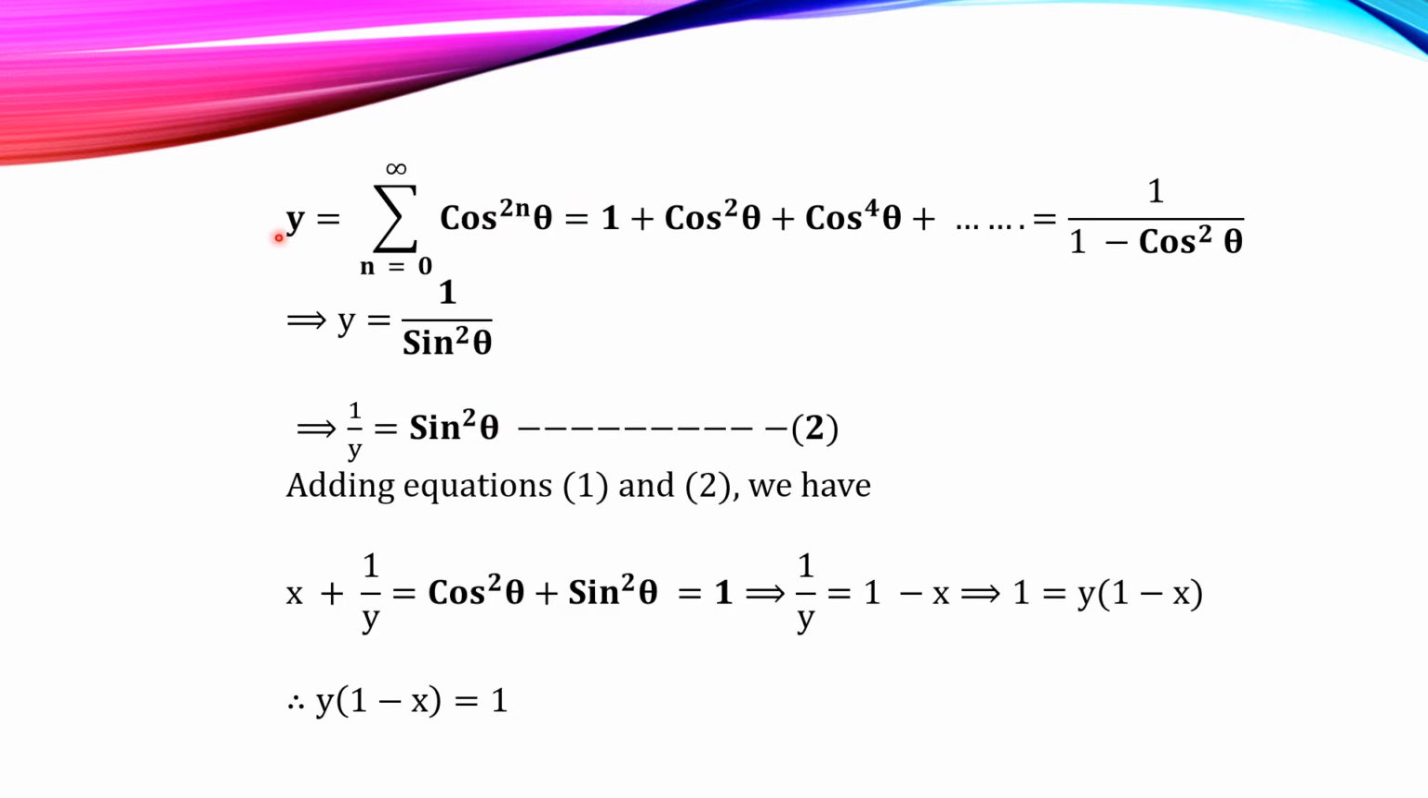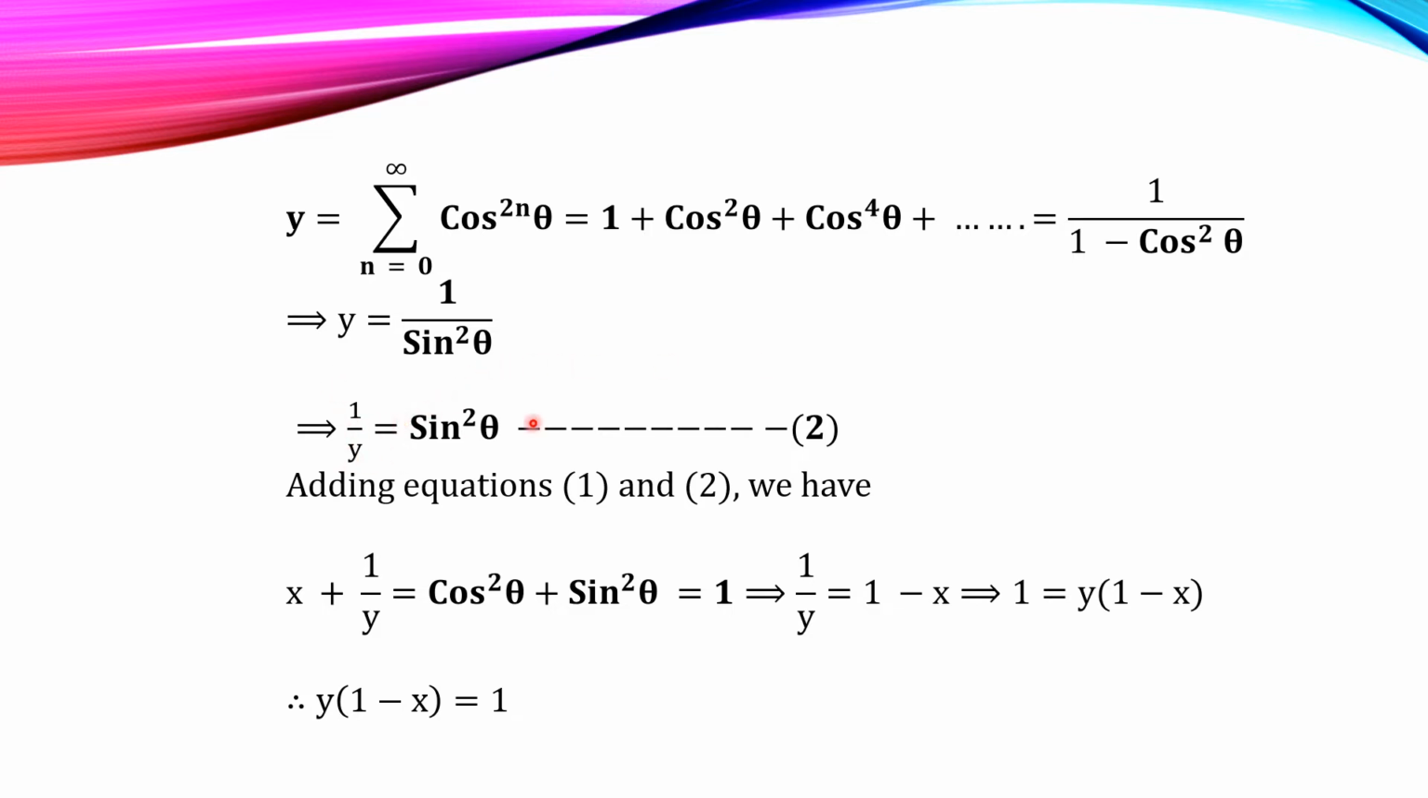And in the given problem, the value of y equals the series, n equals 0 to infinity, cos to the power 2n theta. Here also, expanding this one, that is 1 plus cos square theta plus cos to the power 4 theta, and so on. So here also this is an infinite geometric series, that is 1 by 1 minus cos square theta. Using a trigonometric identity, y equals 1 by sin square theta, so 1 minus cos square theta is written as sin square theta.